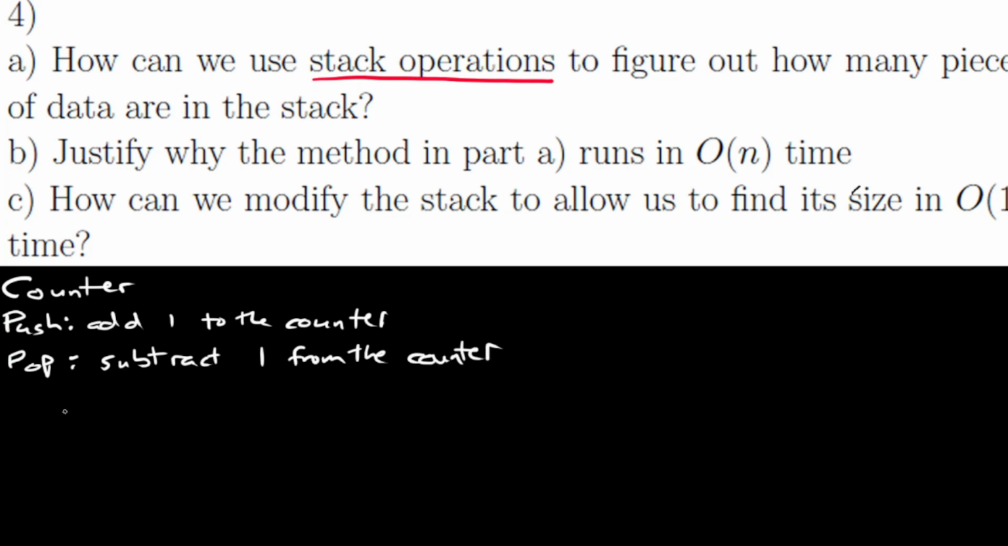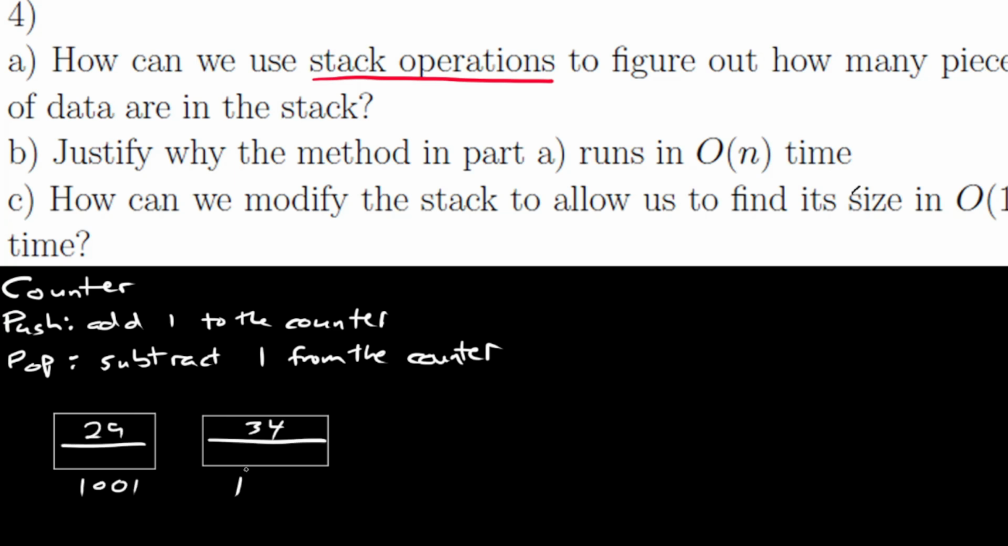So remember, whenever we pushed, we had several things that we did, right? Whenever I pushed some data onto the stack, what I did first is I added a pointer to connect it to the stack. And then I relabeled the top. And now we're just doing one extra step of adding 1 to the counter. So +1 to counter.